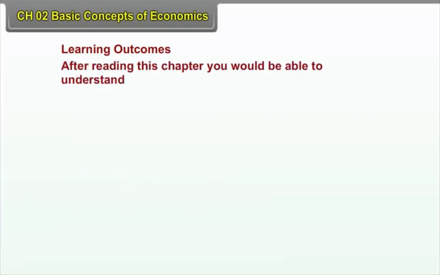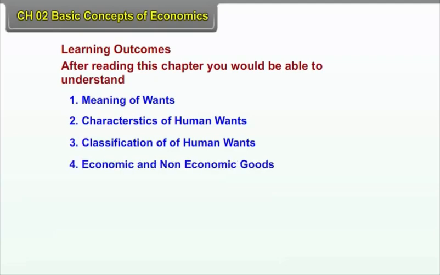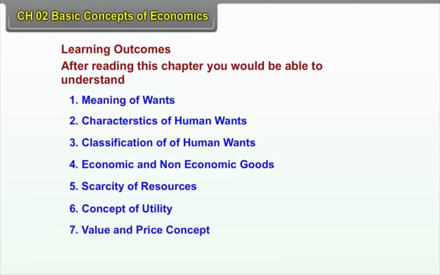Learning outcome. After reading this chapter, you would be able to understand meaning of wants, characteristics of human wants, classification of human wants, economic and non-economic goods, scarcity of resources, concept of utility, value and price concepts, demand and supply concepts.